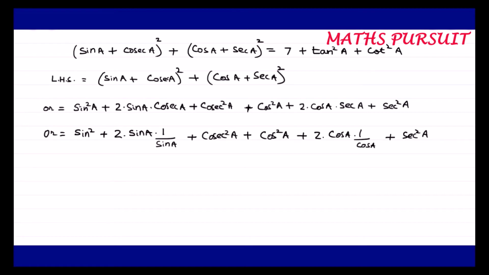Now let us look into this step. If you look here, this sin A and this sin A cancel out, this cos A and this cos A cancel out, and we are left with sin square A plus 2 plus cosec square A plus cos square A plus 2 plus sec square A.